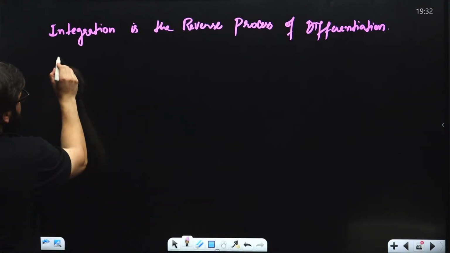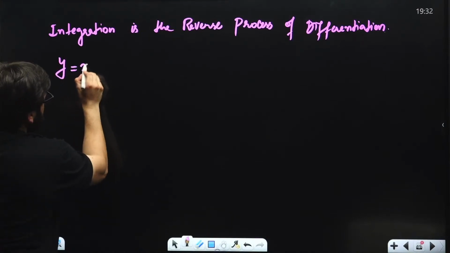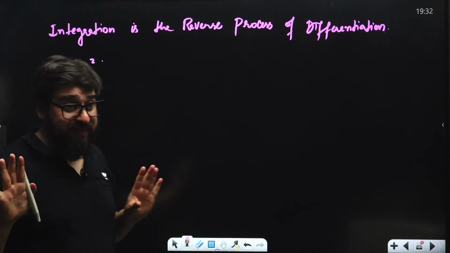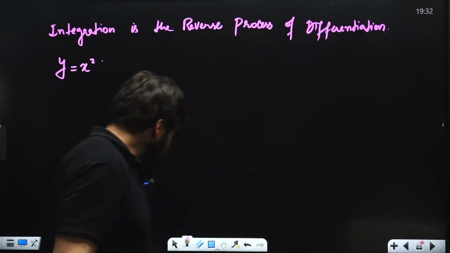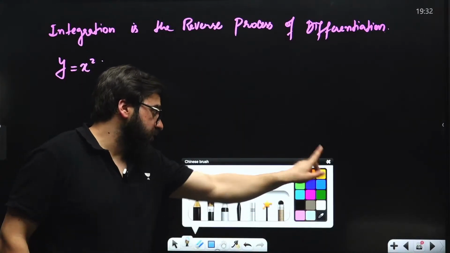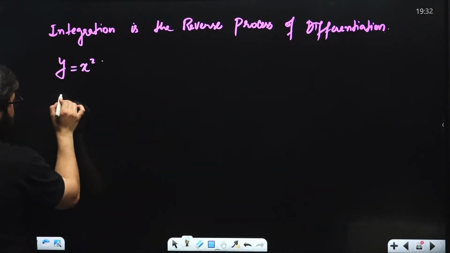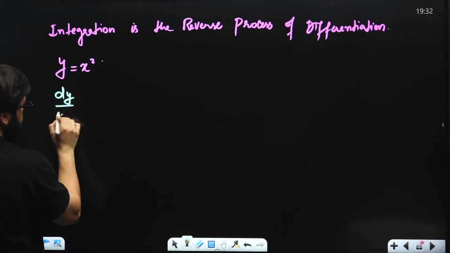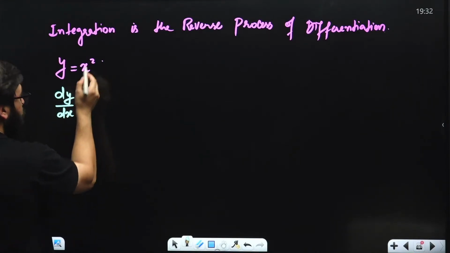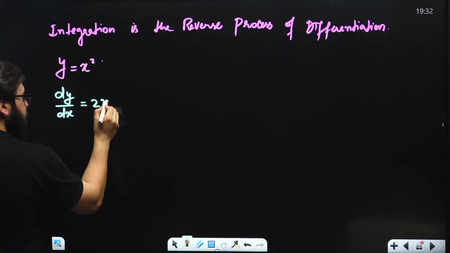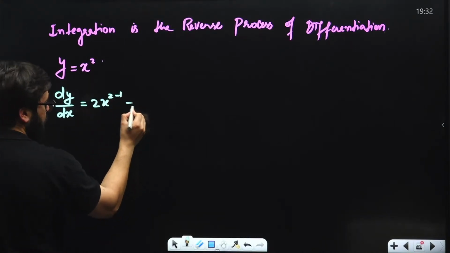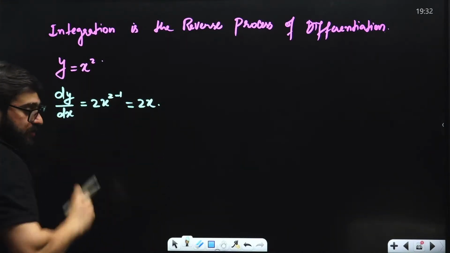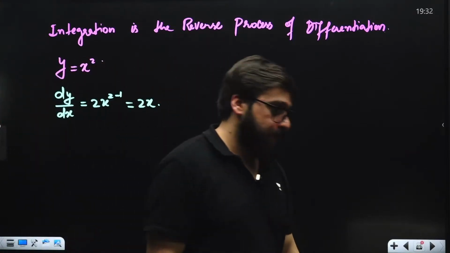Let's suppose we have got y is equal to x square. You see the beauty right now, guys. If I want you to find its differentiation, dy by dx, what is that? Power comes down, x raised to the power 2 minus 1, and that is 2x. This is how we find the differentiation.